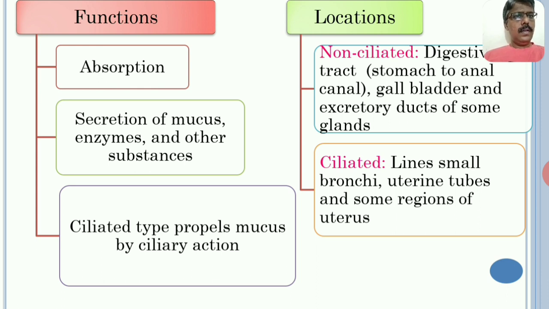Locations: non-ciliated, in the digestive tract from stomach to anal canal, gallbladder and excretory ducts of some glands. Ciliated, lining small bronchi, uterine tubes and some regions of the uterus.